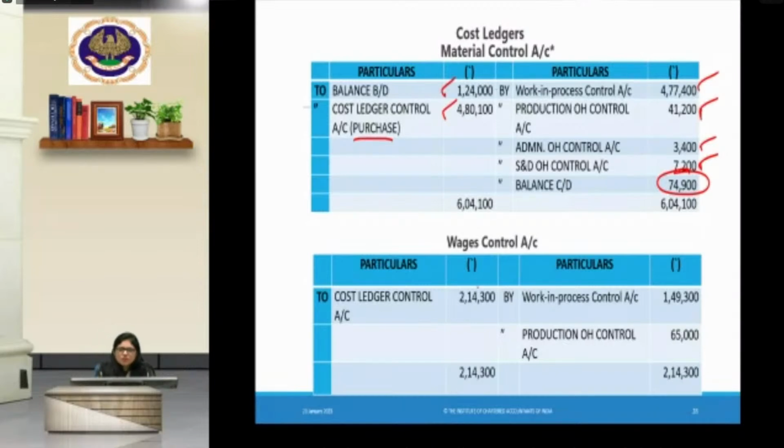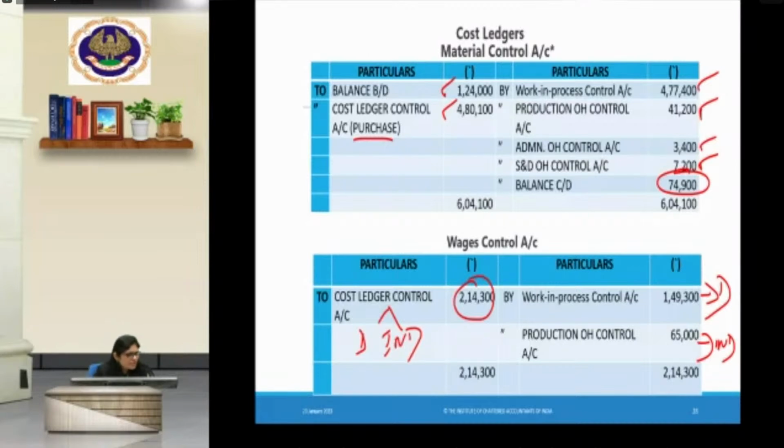Wages control. This was the total wages, direct and indirect both. Direct has gone to WIP, indirect has gone to production overhead. So wages control, generally we don't have any balance in wages control account because whatever wages are incurred, we transfer to production. And students, I hope now you are getting the idea. Now you are understanding. I'll be glad if you have understood now.